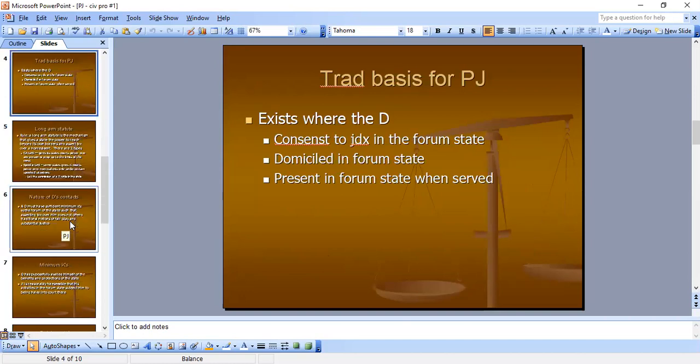So the traditional basis for PJ exists where the defendant consents to jurisdiction in the forum state, is domiciled in the forum state, or is present in the forum state when served. So the way I memorize these is C for consent, domiciled, or present in the forum state. Those are the three. And then we'll go to modernly.